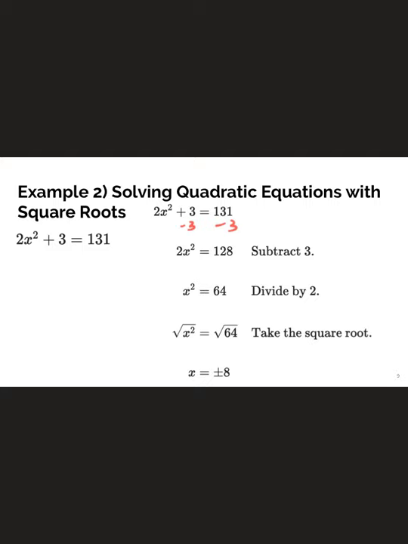And then I want to get rid of this 2 that's in front of my x squared. So in order to get rid of multiplying by 2, I'm going to divide by 2. And so I end up with x squared equals 64. Notice how I just used inverse operations the entire way until we got to x squared equals 64. Now, in order to solve for x, I'm still going to use that inverse operation idea. I'm going to get rid of this squaring by taking the inverse operation of squaring, which is taking the square root. So I take the square root on both sides, and I get x equals plus or minus 8, because I know that the square root of 64 is 8, since 8 times 8 gives me 64, right? So my solution is x equals plus or minus 8.